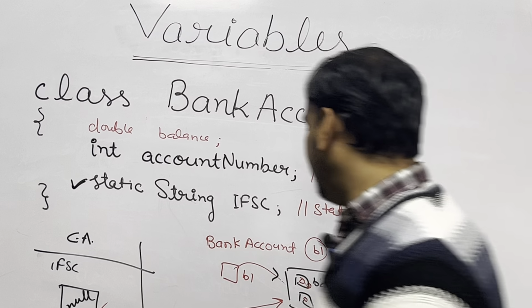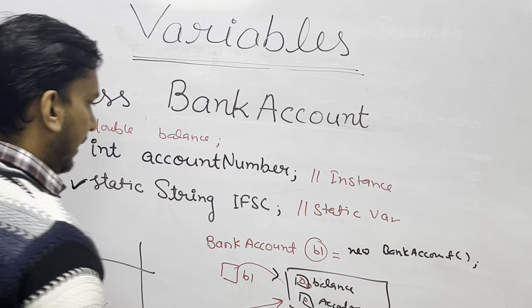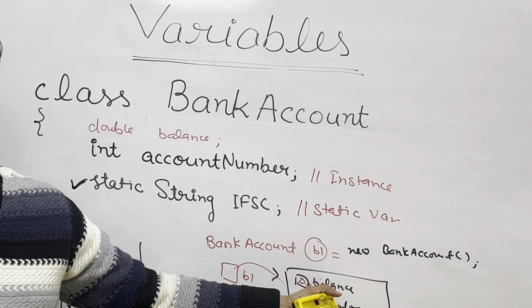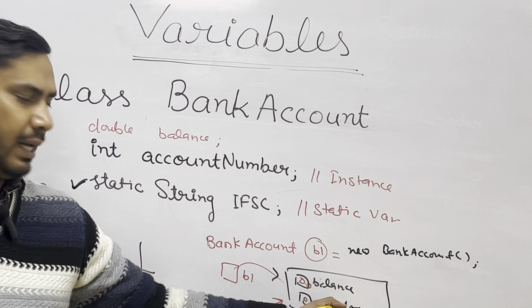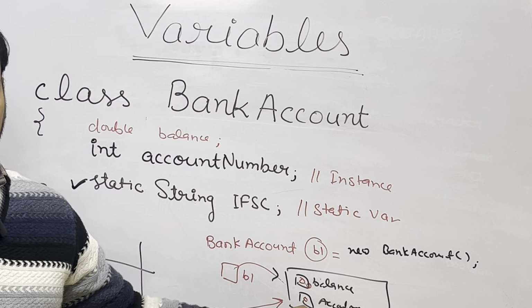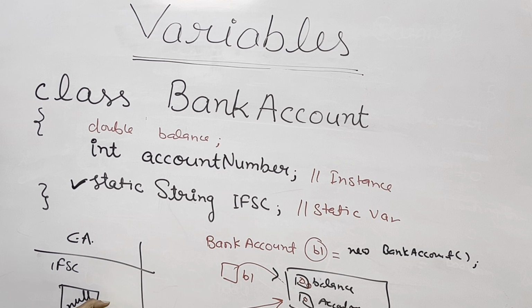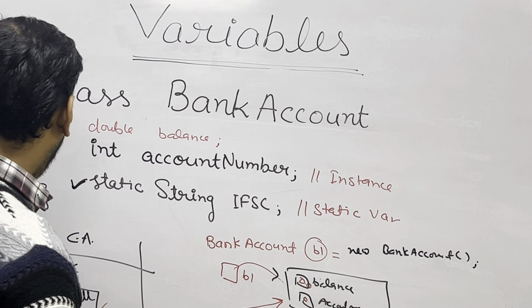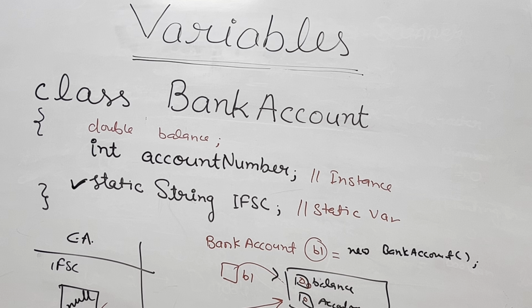right. So if you print here, let us say I am printing the value of B1 dot balance, what you will get? 0.0. If you are writing B1 dot account number, it is 0. If I am writing B1 dot IFSC, null. So null will be achieved here. Similarly, if I create one more object here, so what will happen? One more object let us create here.